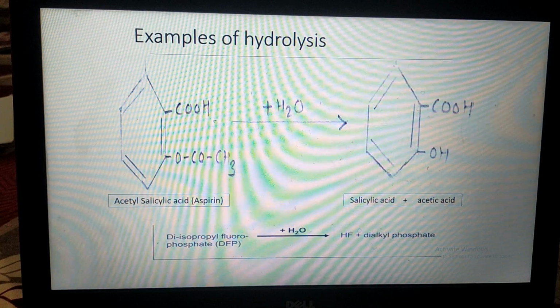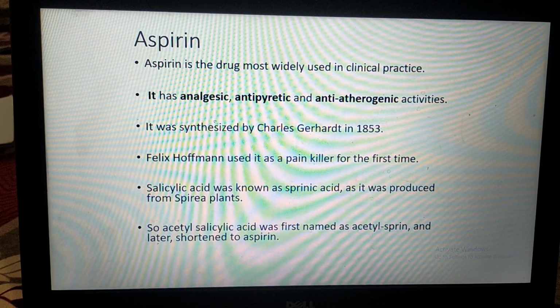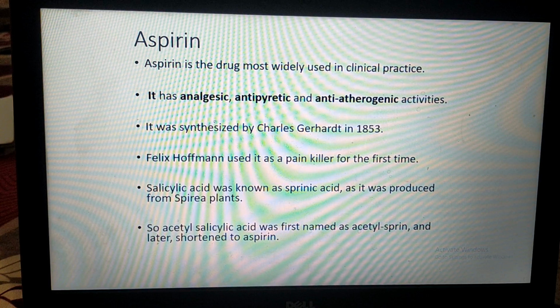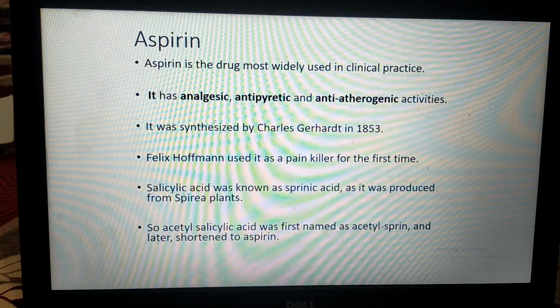Now something about aspirin. It is a very widely used drug in clinical practice. It is analgesic, antipyretic and anti-atherogenic. Analgesic means it is a painkiller, antipyretic means it decreases the fever, and anti-atherogenic means it decreases the thrombotic property of platelets, or it will not allow clot formation. So this is aspirin.